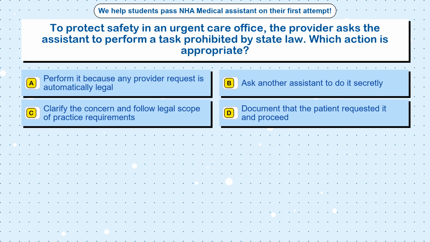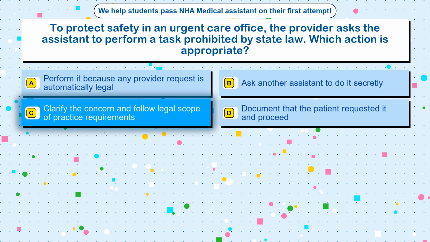Question 22. To protect safety in an urgent care office, the provider asks the assistant to perform a task prohibited by state law. Which action is appropriate? Option A, perform it because any provider request is automatically legal. Option B, ask another assistant to do it secretly. Option C, clarify the concern and follow legal scope of practice requirements. Option D, document that the patient requested it and proceed.